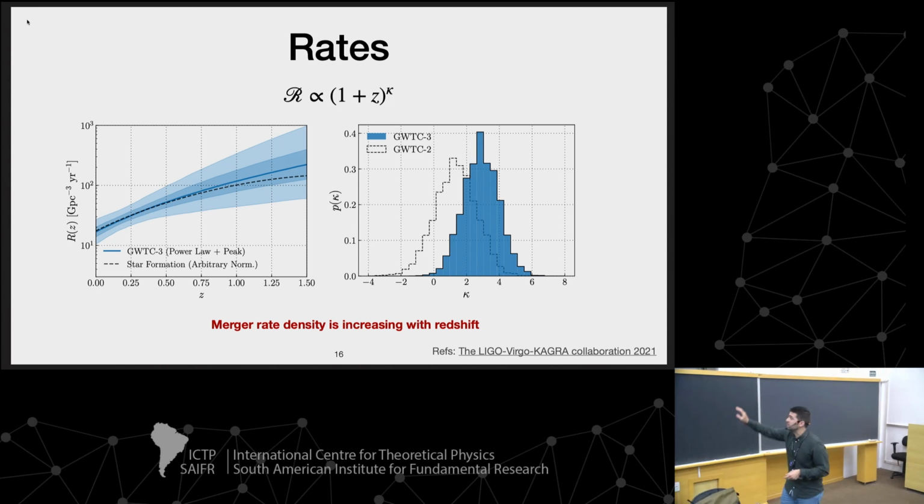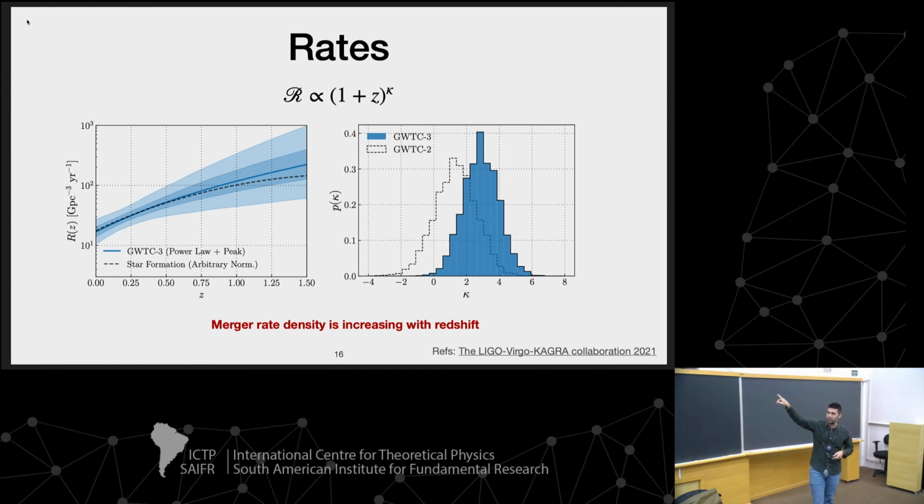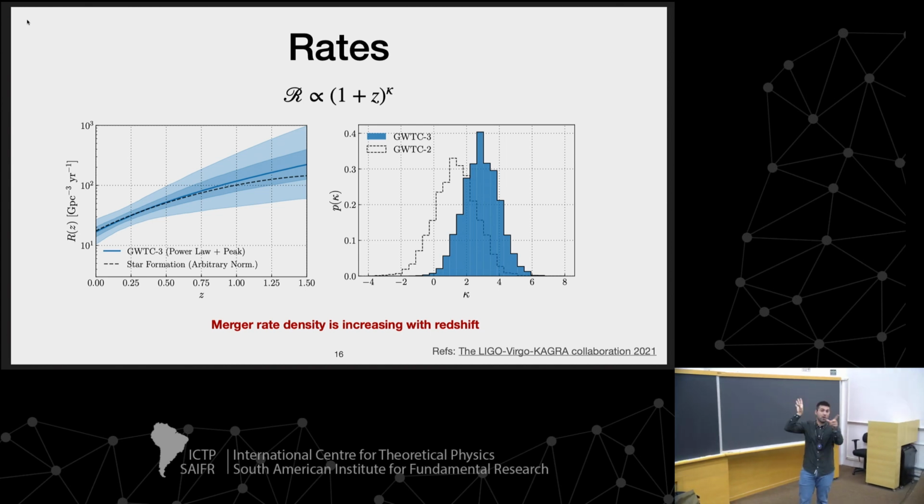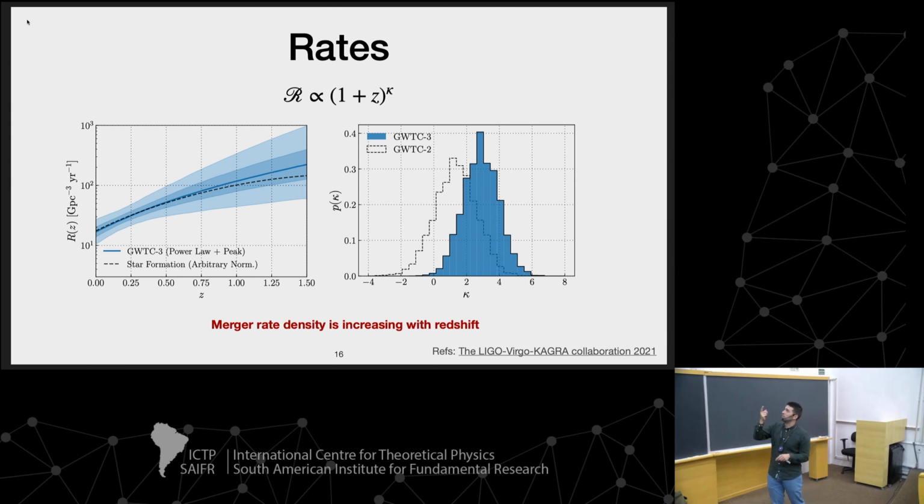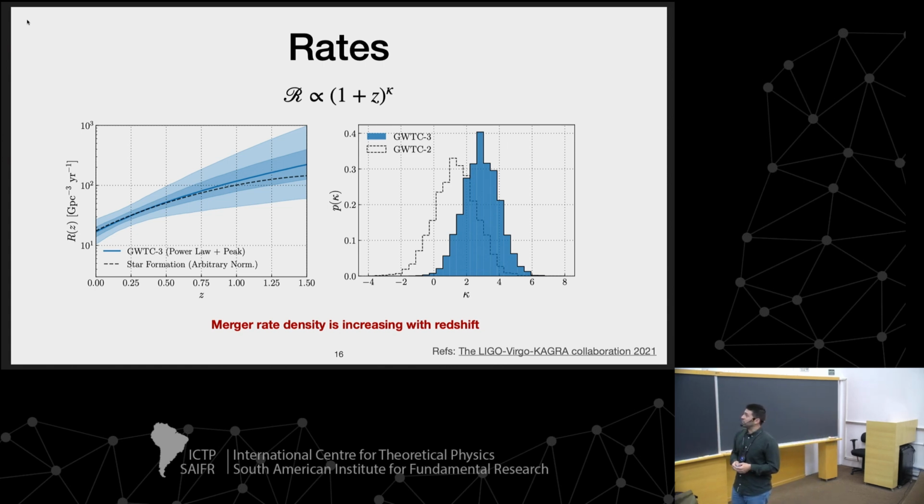The plot on the right instead is the posterior distribution of k, the power index of that model, and I want you to see that the mean of k is shifted toward the right. So with GWTC-3, the last catalog, we are able to say that at 99% credibility, k is larger than 0. So the rate is increasing, and this is a striking result from the last catalog.